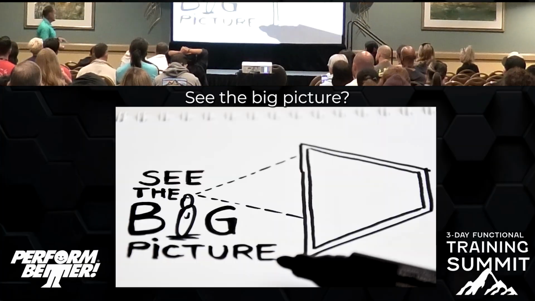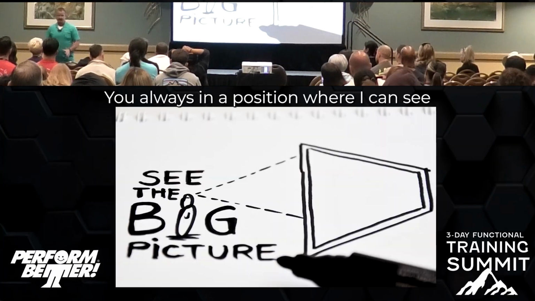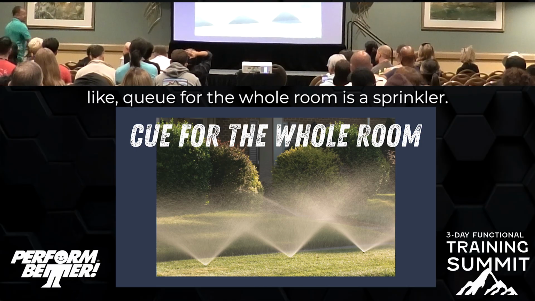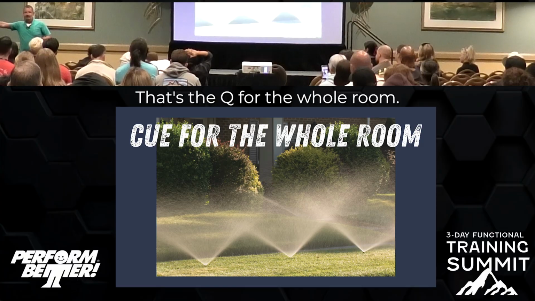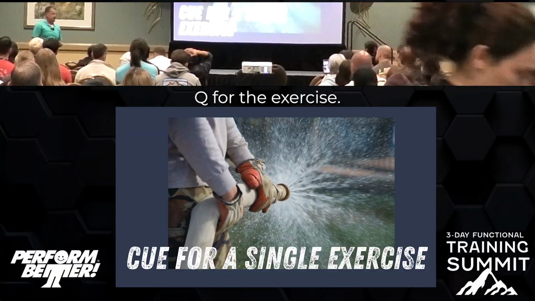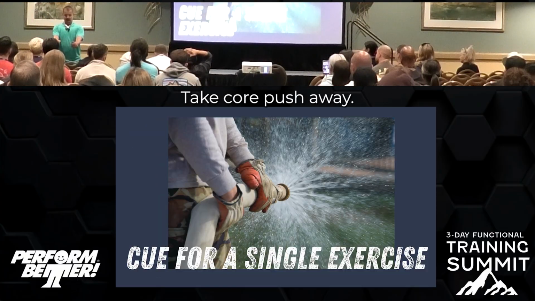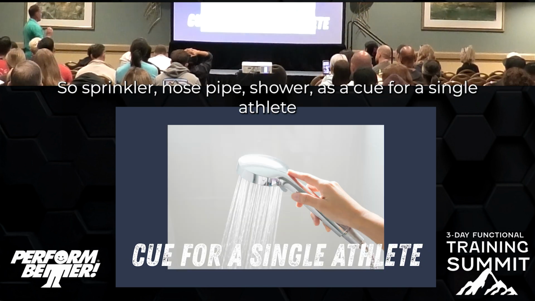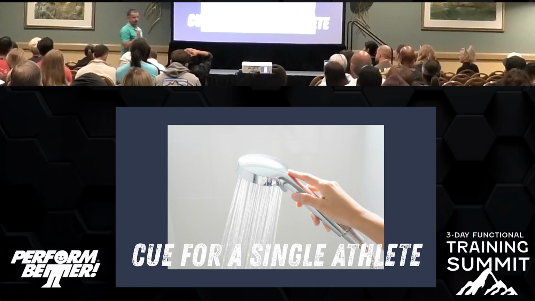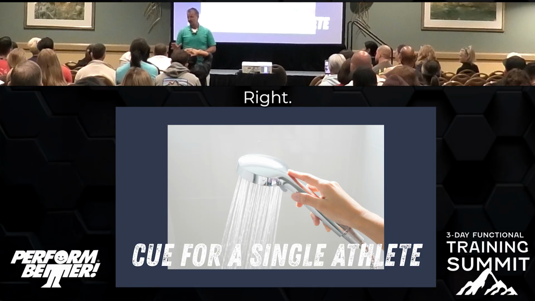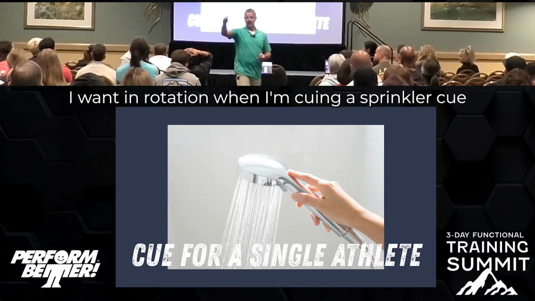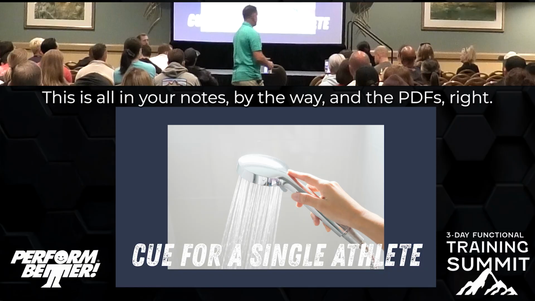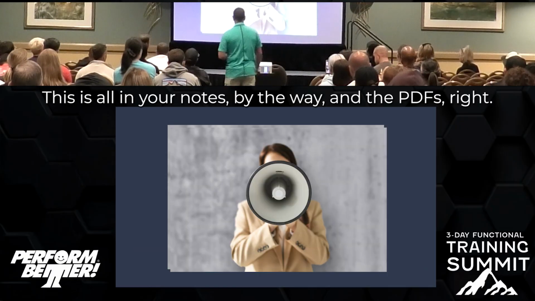So don't grow roots. See the big picture. You're always in a position where you can see as many of these clients as you can. The cue for the whole room is a sprinkler. All right, face me. That's the cue for the whole room. The cue for the exercise, tight core, push away, that's the hose pipe. That's focused on one exercise. So sprinkler, hose pipe. Shower is a cue for a single athlete. Adrian, a little tighter with those elbows, right? So I want in rotation a sprinkler cue, a hose pipe cue, and a shower cue. This is all in your notes, by the way, in the PDFs.